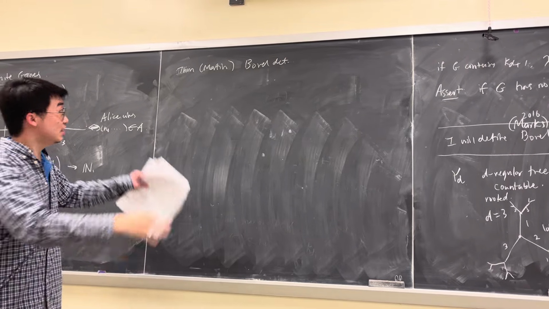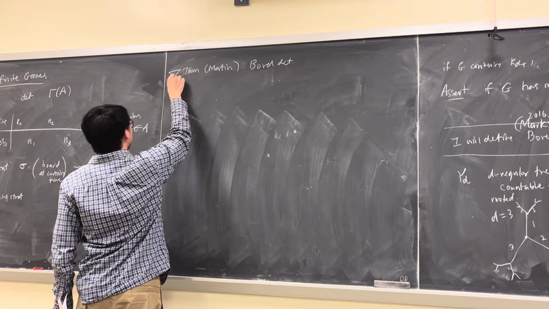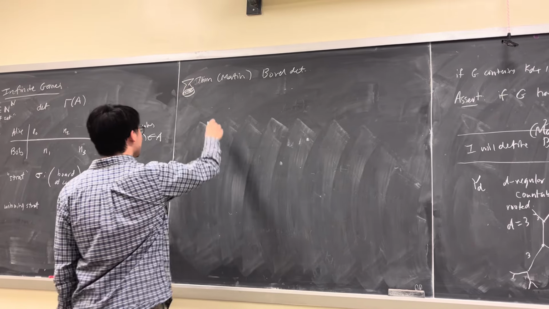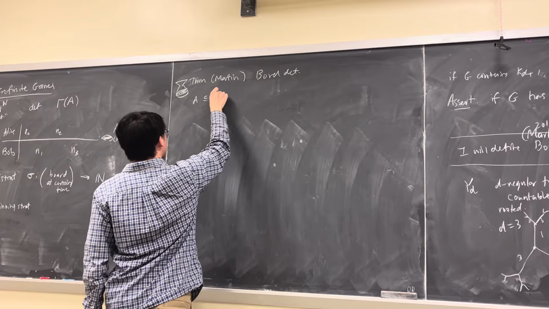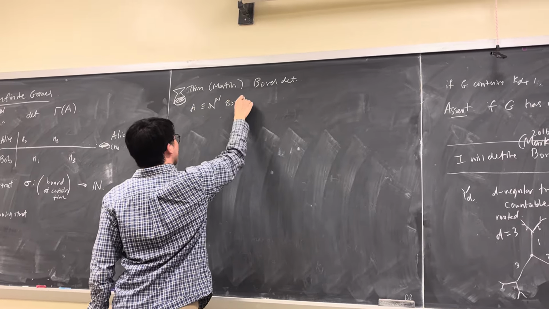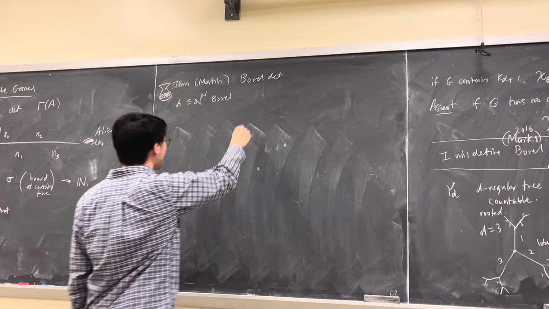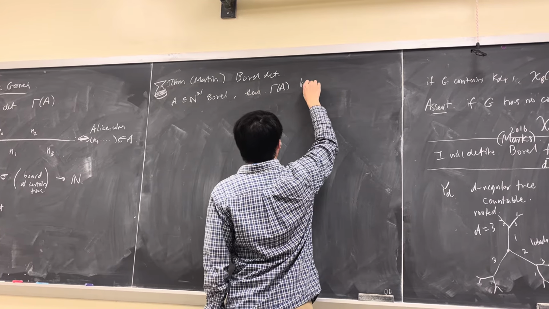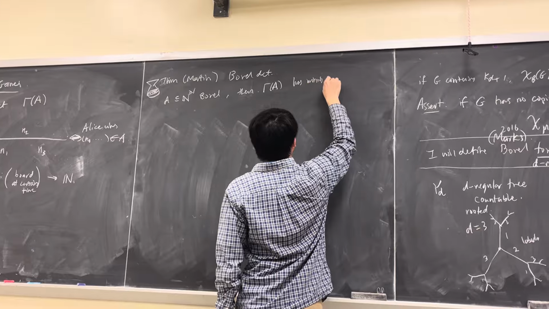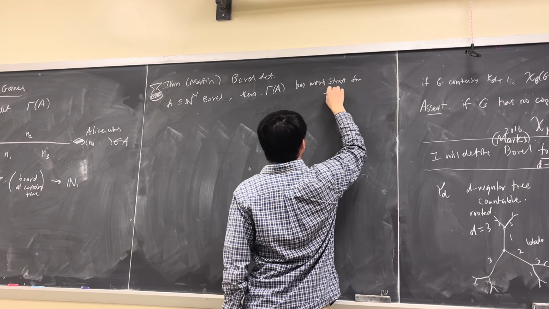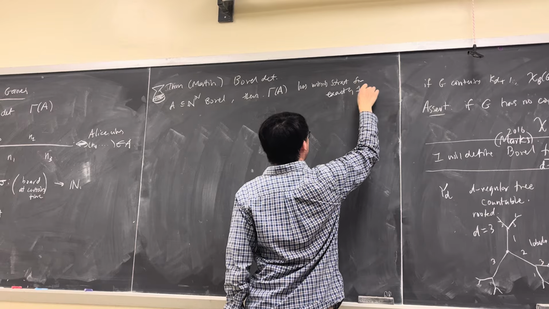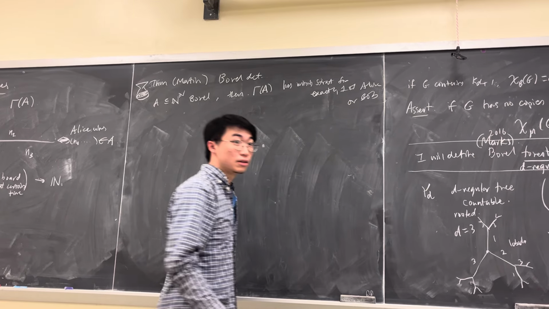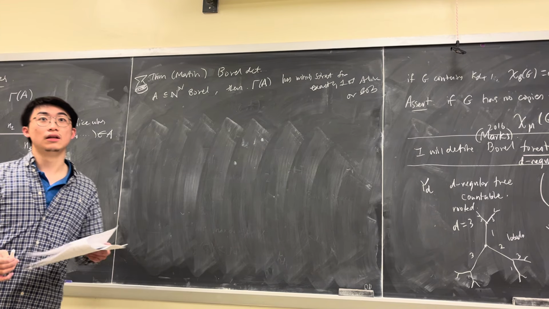Determinacy. This is a huge theorem, a nuclear bomb of a theorem. It says that if A, a subset of N to the N, is Borel, in the sense that I described before, then the game Gamma of A has a winning strategy for exactly one of Alice or Bob.